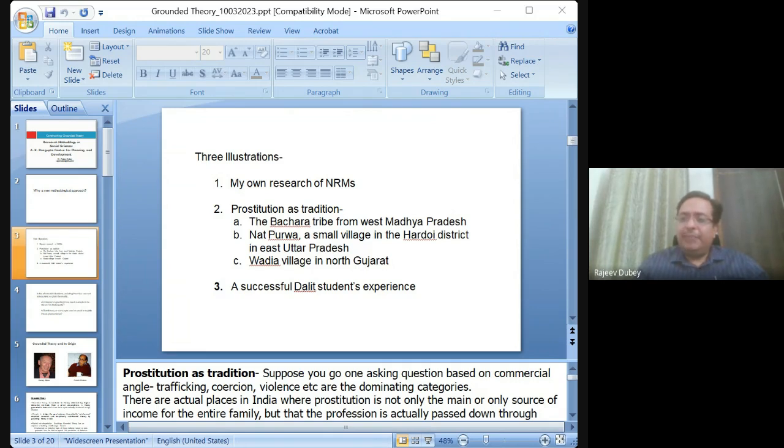Another place is the Wadia village in North Gujarat. It is famous for its prostitution. With the birth of a girl child, there is celebration because it means that a breadwinner has come for the family.